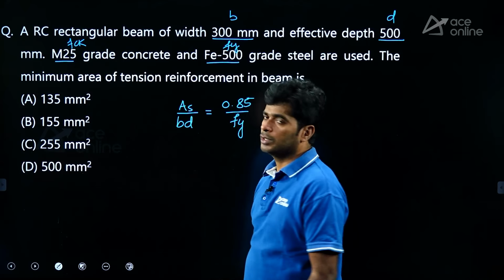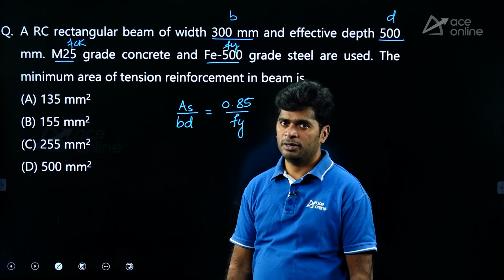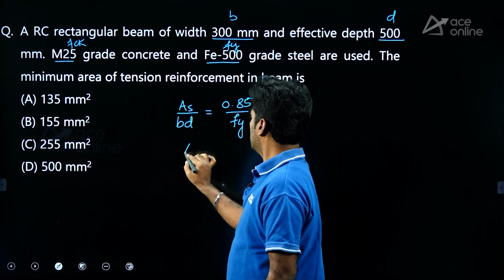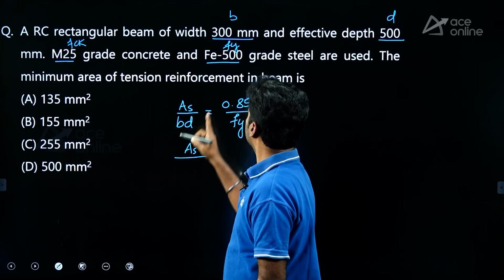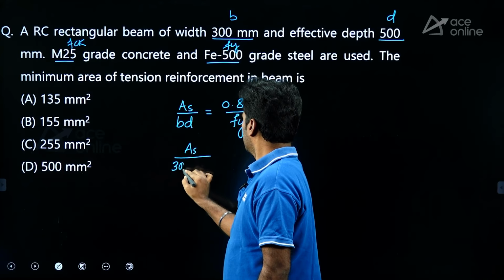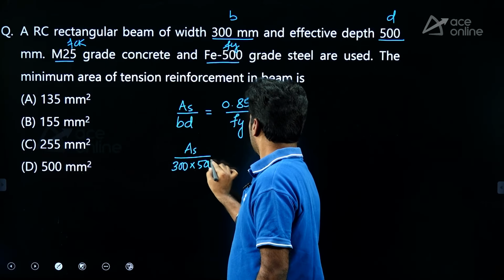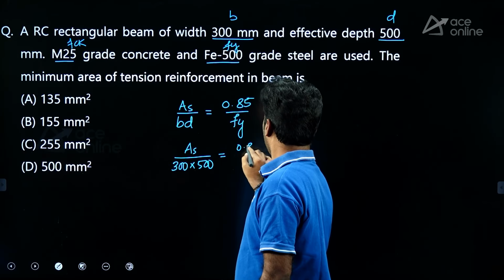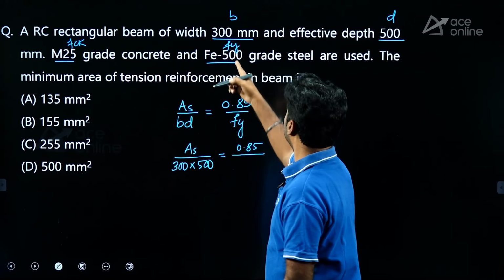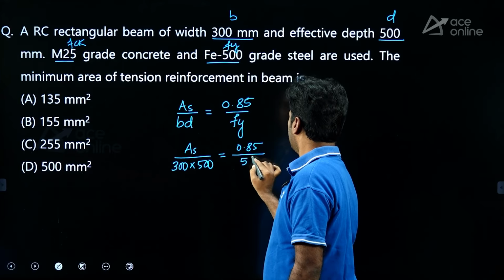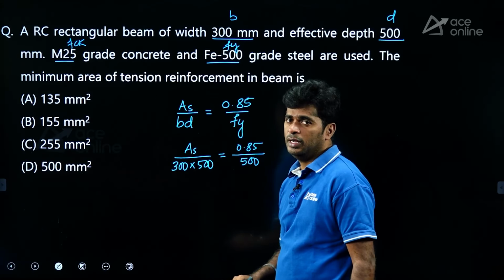AS upon BD equals 0.85 upon Fy. Now substitute AS upon B. What is B here? 300 into D, effective depth 500, equal to 0.85 upon Fy. Steel grade given 500, so Fy value will be 500. Okay, now simplify.